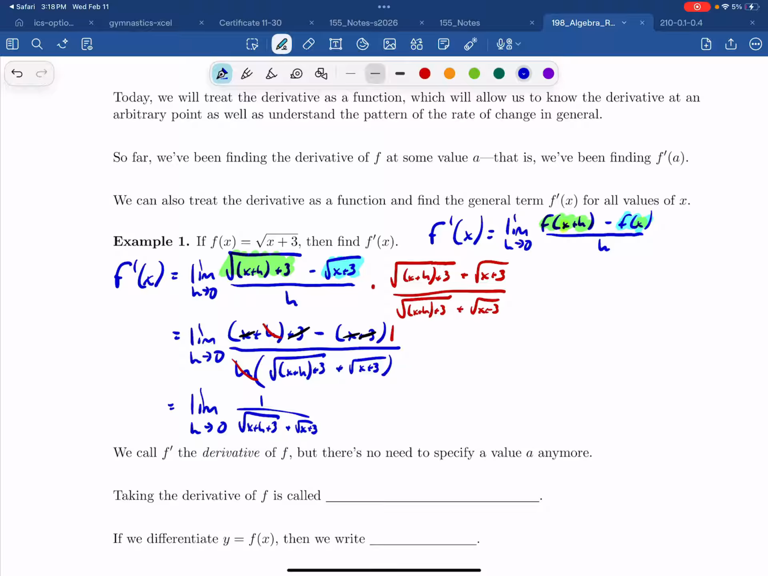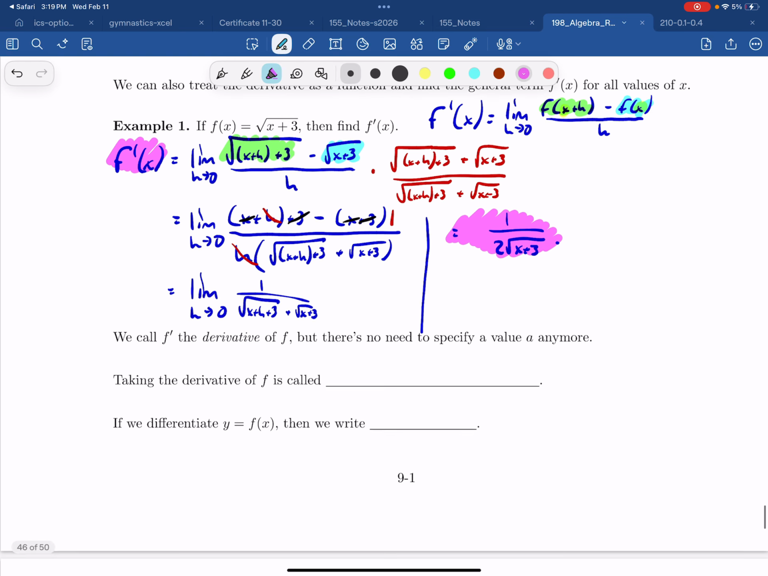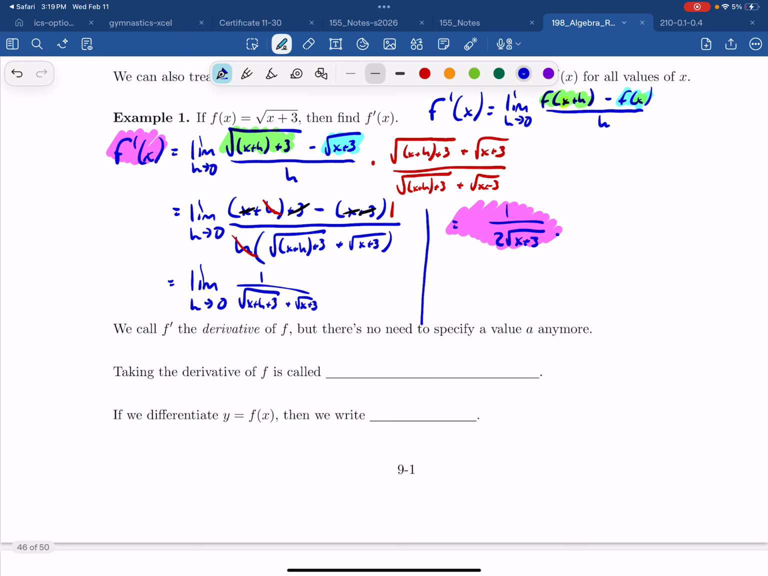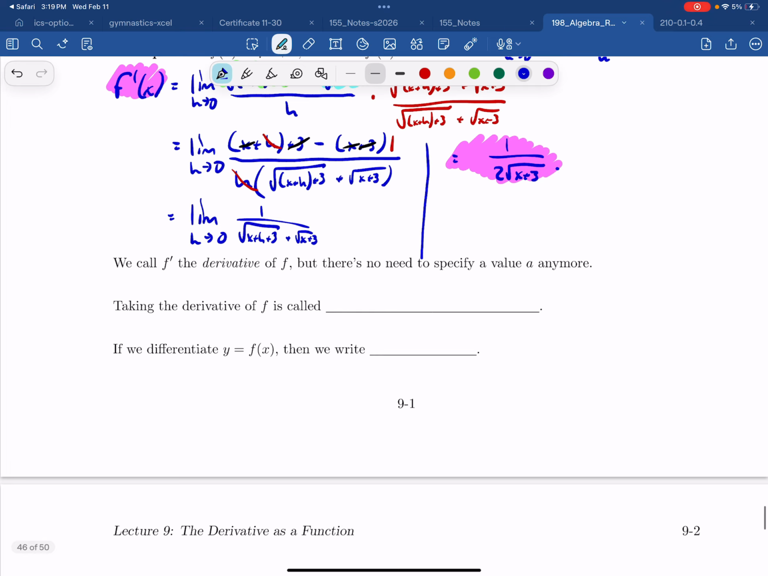And you might notice we don't even have an h anymore. And so we just write, okay, our answer is 1 over, and then this is just going to be 2 root x plus 3. So note that our answer, f prime of x, equals this function. That expression. Our answer is a function. So f prime is the derivative of f, in general. We don't need to specify at a point.